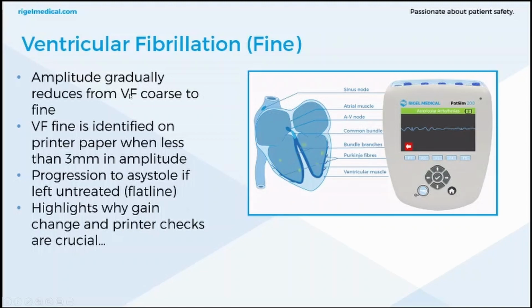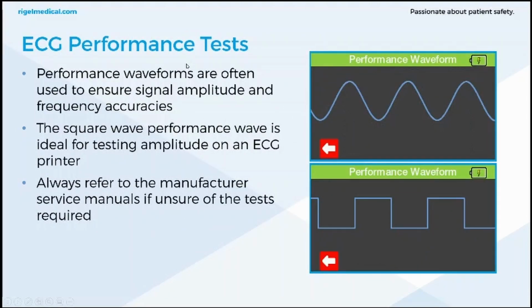What happens within this particular type of arrhythmia is that coarse will gradually reduce from VF coarse to fine. VF fine is identified as less than 3 millimeters of amplitude, and this is what will progress to asystole, or flatline, if left untreated. This particular type of arrhythmia is unfavourable for defibrillation. Once you get to this point, your chances of survival are greatly reduced. And this highlights why gain change and printer checks are crucial. So that's one of the crucial points for measuring.